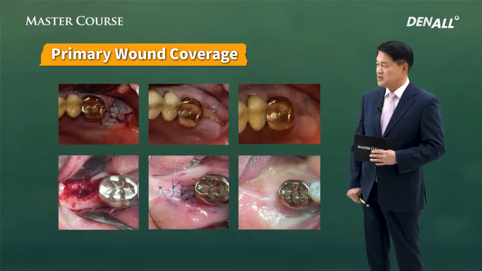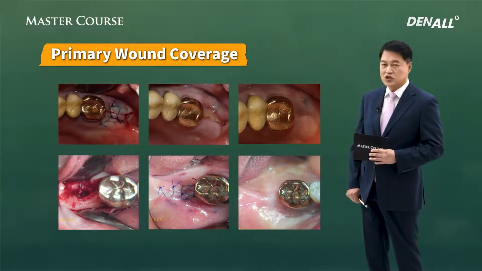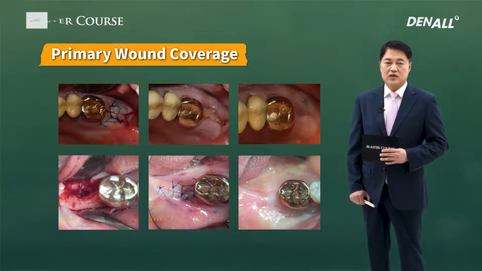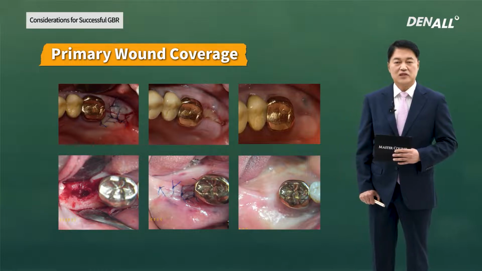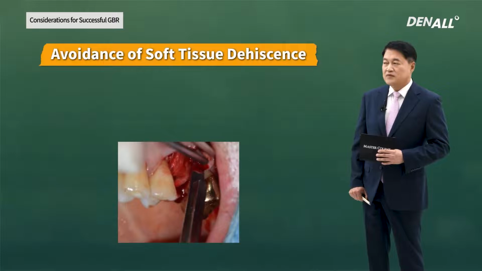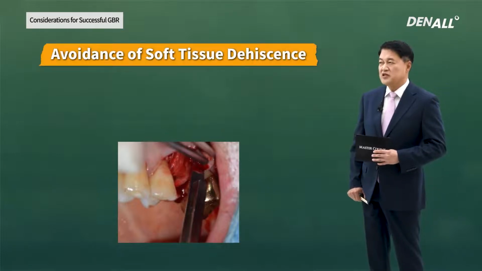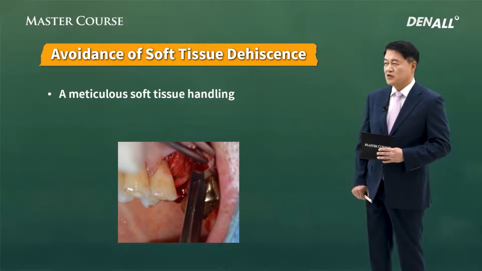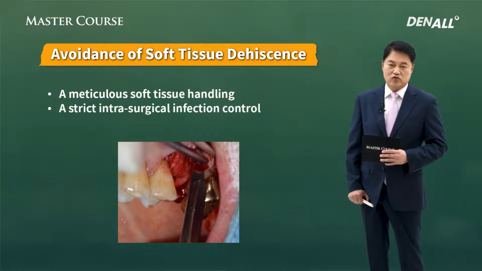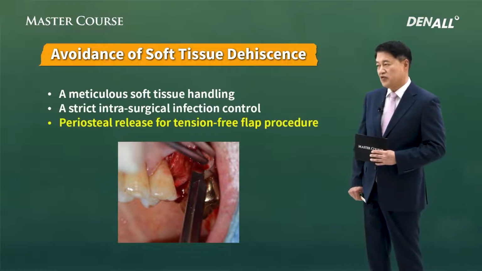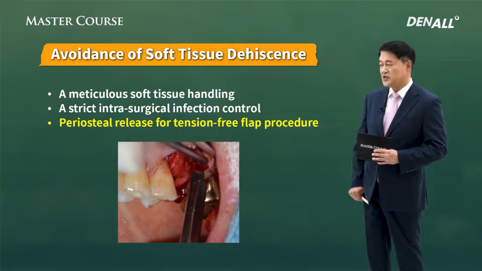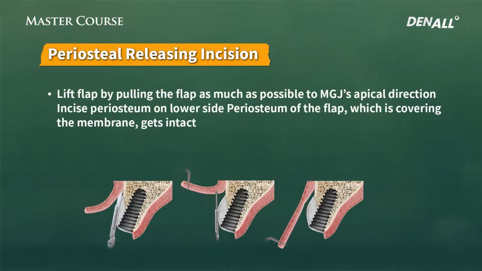Solid and sufficient amount of bone has been formed. In the case above, in the area where bone graft was done, bone resorption has occurred to a certain level. In order to have successful GBR, primary wound coverage is necessary. In order to avoid soft tissue dehiscence, you need to meticulously handle soft tissue and have strict intrasurgical infection control. Another important point is to do periosteal releasing incision for tension-free flap procedure.